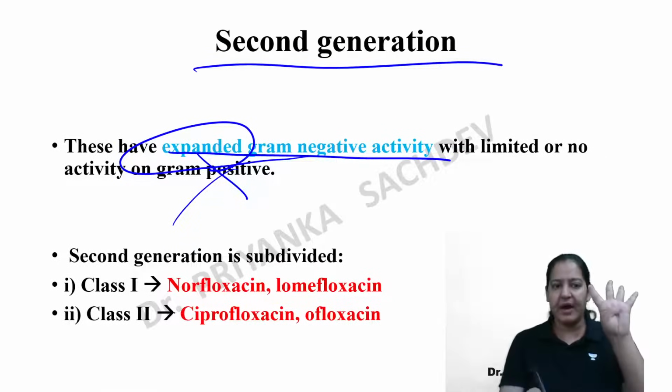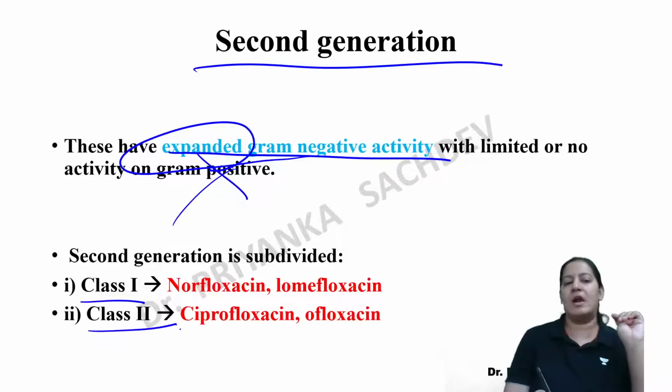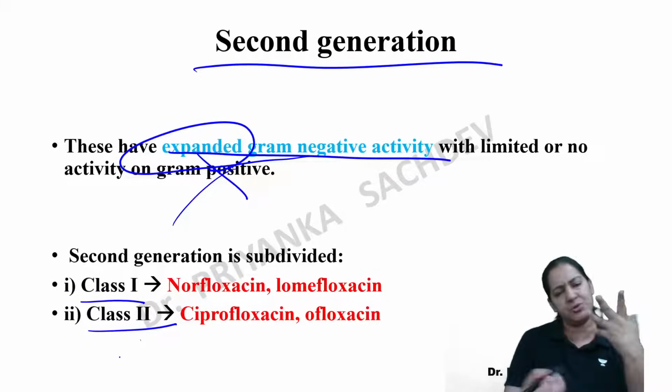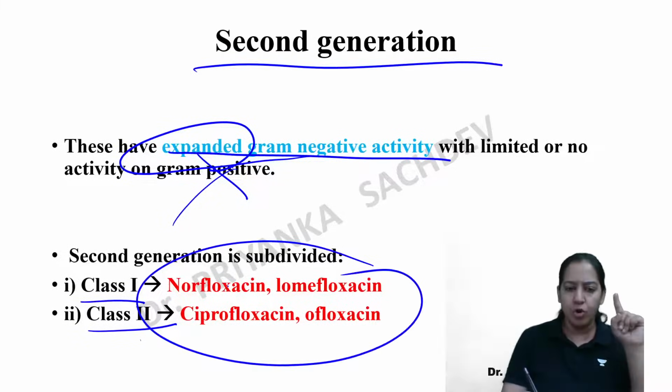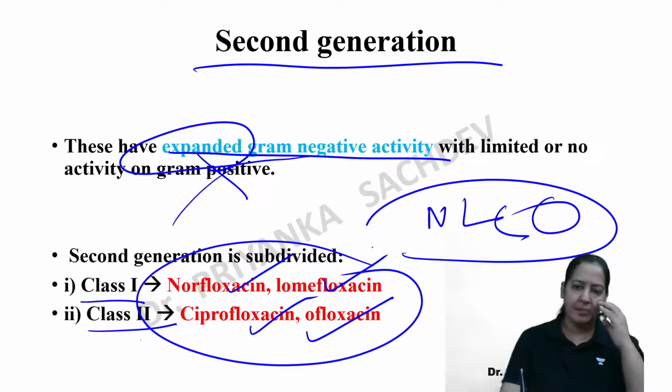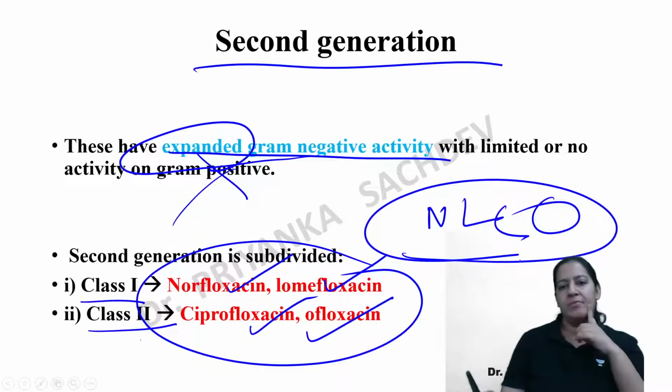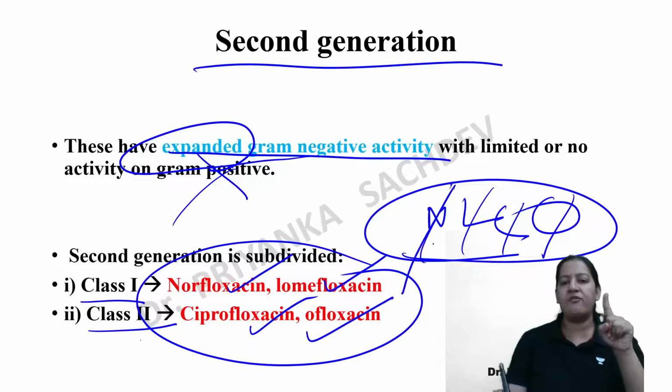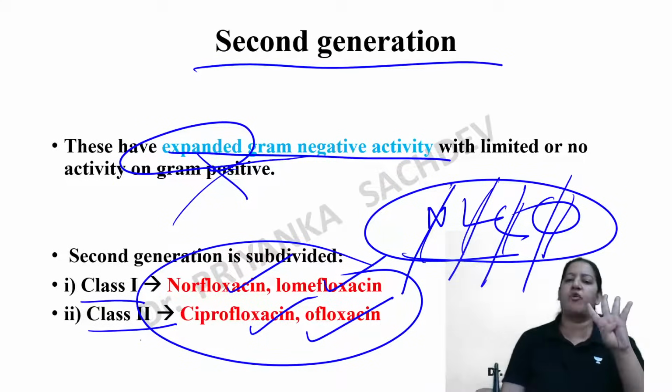Here we are having four drugs, right? Two are class 1, two are class 2, right? If you don't want to learn class 1, class 2, it's okay. Four drugs are there: Norflox, Lomeflox, Ciproflox, and Oflox. Make a mnemonic and give it to me also. Nalco. Nalco is the mnemonic. NLCO. It is Norflox, Lomeflox, Ciproflox, Oflox.